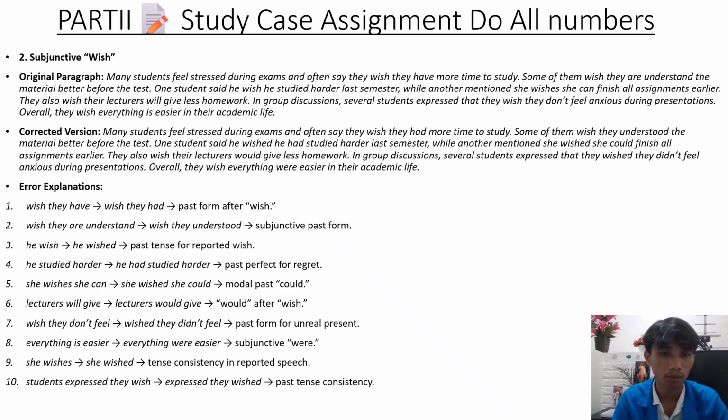6. Lecturers will give, changed to lecturers would give, would after wish. 7. Wish they don't feel, changed to wish they didn't feel, past form for unreal present. 8. Everything is easier, changed to everything were easier, subjunctive were. 9. She wishes, changed to she wished, consistency in reported speech. 10. Students express they wish, changed to expressed they wished, past tense consistency.